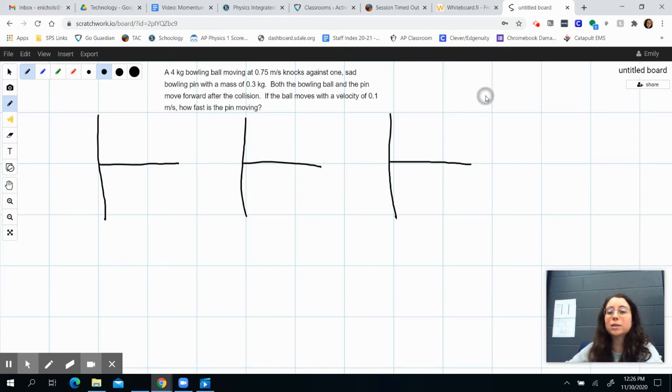Okay, so just a little scenario here. So here's our little bowling ball, little finger holes. And then, looks like it's smiling.